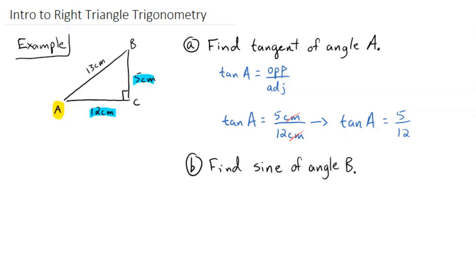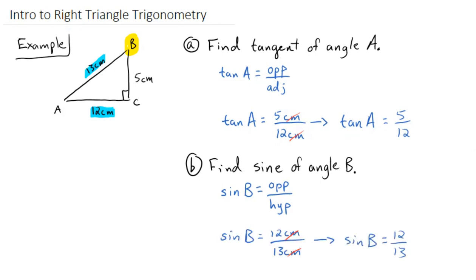Now let's find the sine of angle B. To do this, we switch our focus to angle B. That's going to change what we define as the opposite and adjacent, and the hypotenuse is always the same. So the sine of B is going to be the opposite over the hypotenuse. The opposite of B will be our 12 centimeters, and the hypotenuse is going to be our 13 centimeters. So we get that the sine of B is 12 over 13.